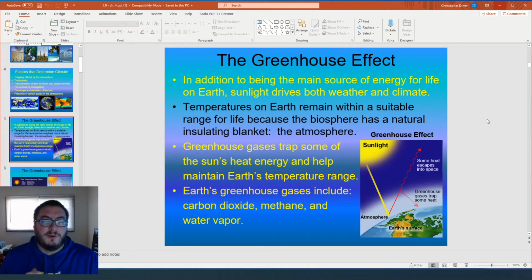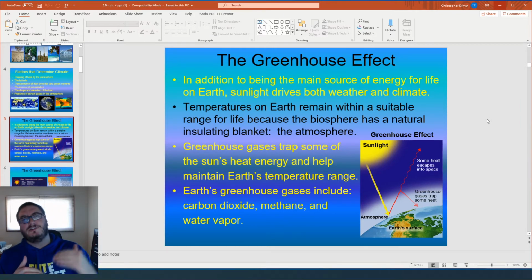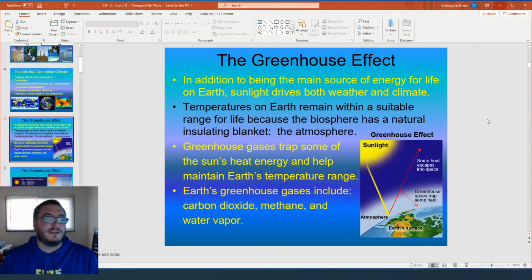So sunlight drives both the weather and the climate. It determines storms when they happen because energy from the sun helps drive these storms. Climate overall, talking about the latitudes and the directness of the sunlight it gets. But temperatures on Earth generally remain within a suitable range for life because the biosphere has a natural insulating blanket, the atmosphere. So we don't see these wild temperature variations all the time.